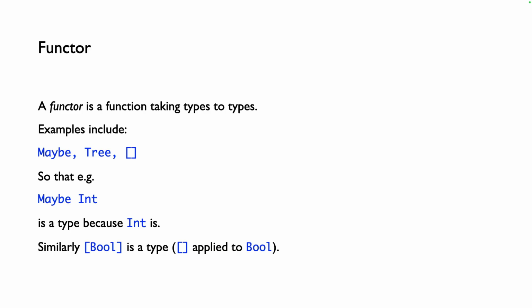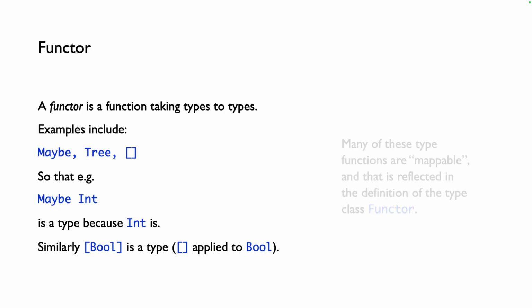I want to introduce a piece of terminology now before I talk about mappable types. We talk about a functor as a function taking types to types. So, for example, Maybe is a functor. It takes the type Int to the type Maybe Int, which is a type of maybe integers. Similarly, we can build trees of a particular type. That's applying the Tree functor to a particular type like Int or Bool. And similarly, you can think of list formation as a functor. It takes a type like Bool to the type of list of Bool. So functors are these things that take types to types.